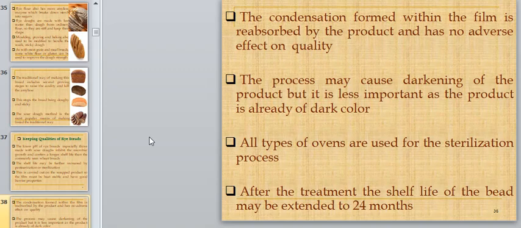When we are doing this process, there are chances that darkening of the product occurs, but it is less important here. When darkening of the product occurs, the nutritional quality of the product is not compromised, but it's not desirable from the consumer point of view. Fortunately, it's less important here because the product is already of dark color. For the sterilization process, we can use different types of ovens. After the treatment, the shelf life of the bread may be extended to 24 months.